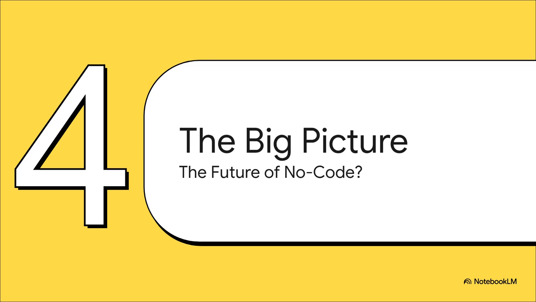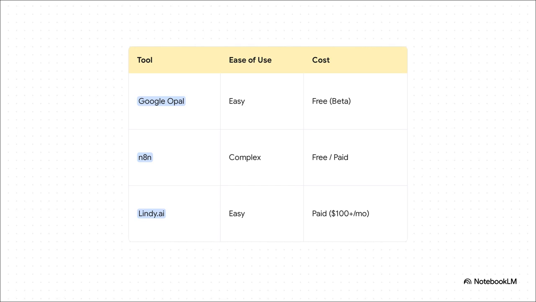All right, so what does a tool like this mean for the big picture? Let's kind of zoom out and figure out where Opal fits in the future of no-code and AI. To really get its impact, you got to see how it stacks up against the competition. You've got tools like n8n, which are super powerful, but honestly, you need to be pretty technical to use them. Then there are others like Lindy.ai, which are easy to use, but they can cost a fortune, like over $100 a month. Opal just slides right into this perfect sweet spot. It's incredibly easy, and it's free right now.